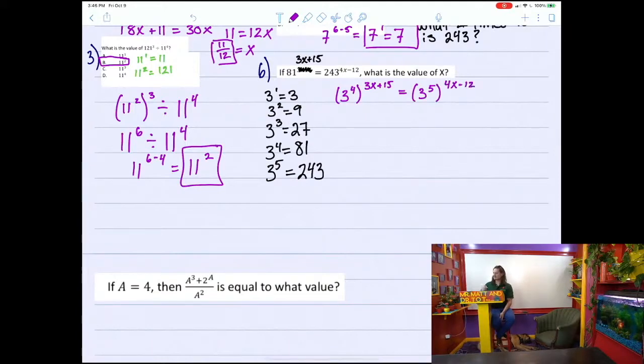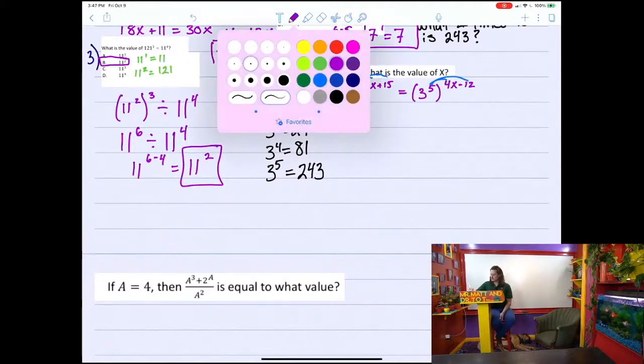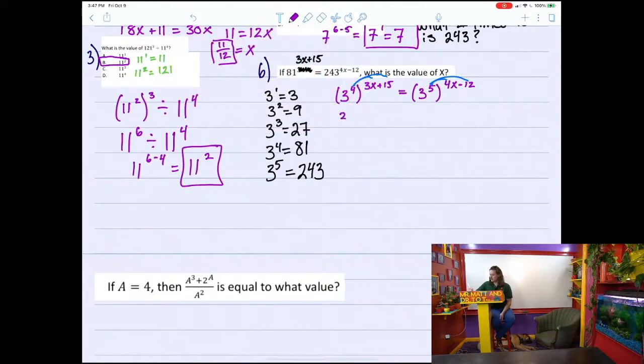Now I have powers of powers on both sides here. I just need to make sure I distribute to both values outside of the parentheses. So this is going to turn into 3 raised to the 12x plus 60th power, 4 times 15 is 60, is equal to 3 raised to the 5 times 4x is 20x, 5 times negative 12 is going to be a negative 60.